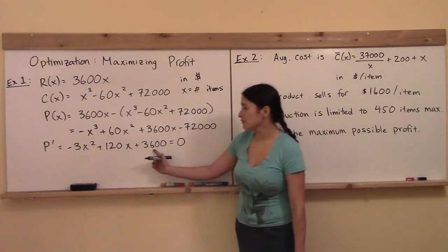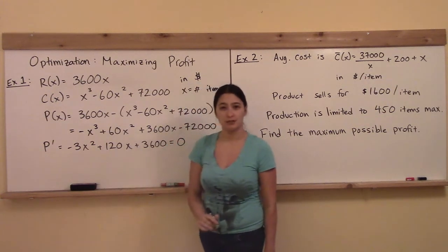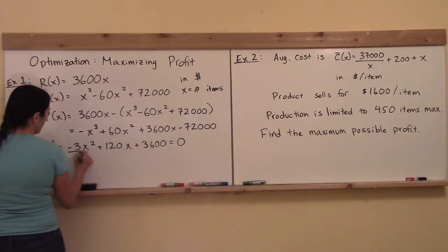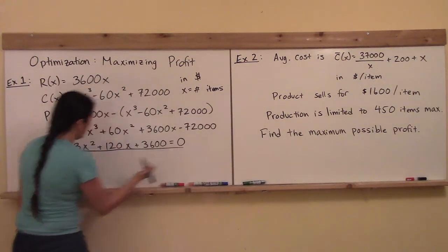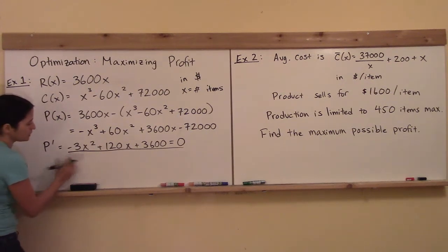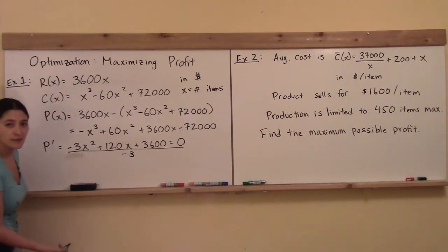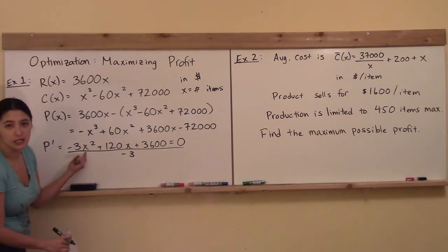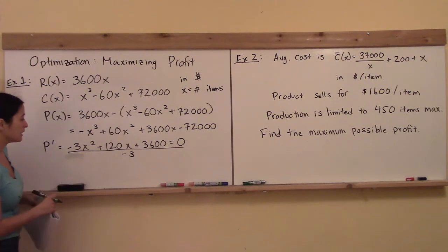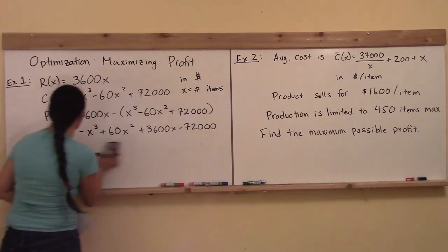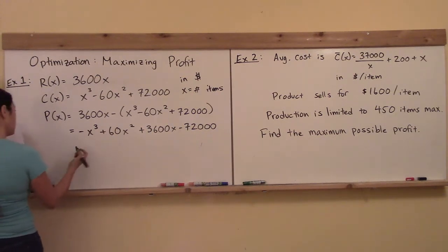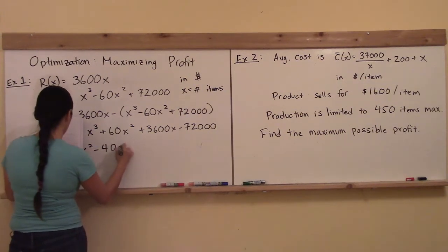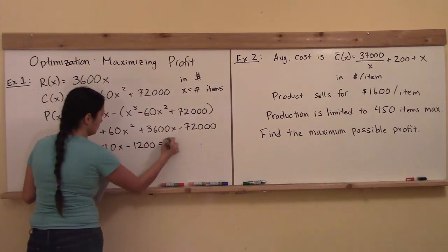It looks like all of these coefficients here are divisible by 3, and likewise divisible by minus 3. So I'm going to go ahead and divide everything out by minus 3. You see, I'm going to divide both sides of the equation here by minus 3. That's because it's more fun for me to try to factor if I just have a 1 as the coefficient of my quadratic term. Okay, so when I divide that out by minus 3, you're going to end up with the equation x squared minus 40x minus 1200 is equal to 0.